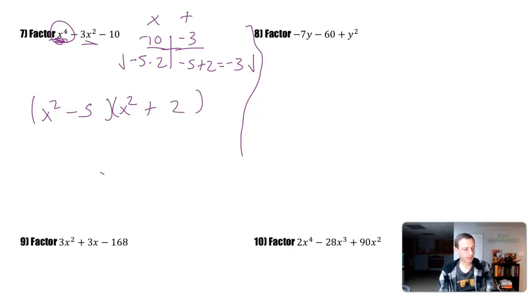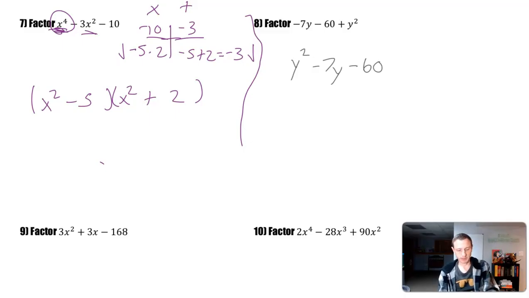Now number 8, weird looking problem. But look, it's a trinomial, 3 terms. We have y to the second, y to the first, no y. So let's just reorganize it. Just move some things around. This is going to be y squared minus 7y minus 60. And then now I could factor, hopefully. At least I can attempt to factor. But now I just have a normal trinomial in that form of ax squared plus bx plus c. I just have the descending order there.